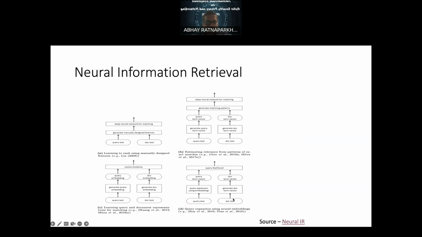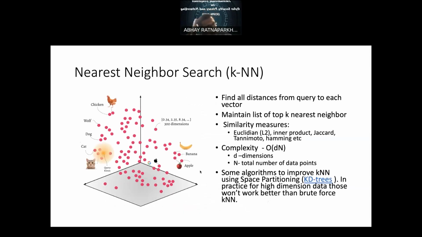Or in the context of neural IR, you can use it just for expansion of your query. Given the query text, you do a query expansion using the embeddings so that your recall will be higher. So neural information retrieval involves all the places where you can use neural networks in the IR task. So let's come back to our nearest neighbor problem. The problem is finding the nearest neighbor given the query. If we want to find the top k results, then it becomes a k nearest neighbor problem.